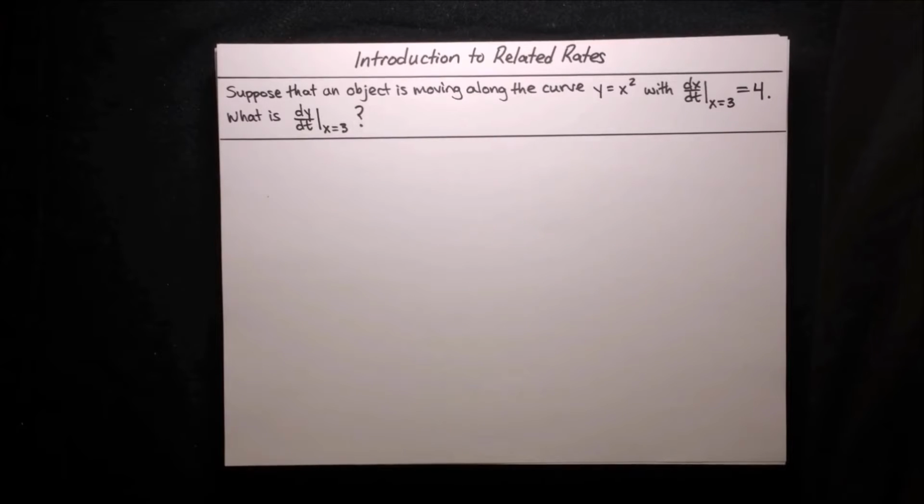In this video, we're going to learn how to do related rates problems. For our first problem, suppose that an object is moving along the curve y equals x squared with dx/dt at x equals 3 equal to 4, and we want to find dy/dt at x equals 3.